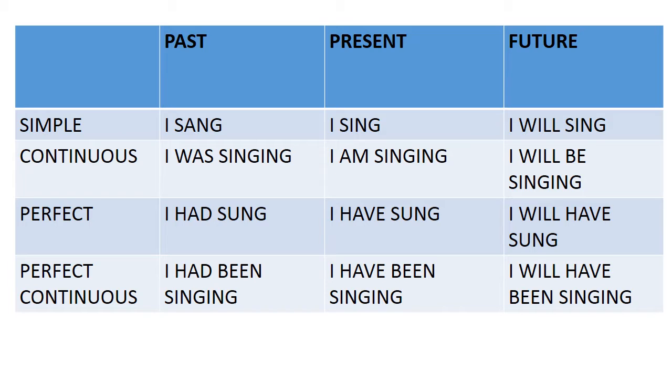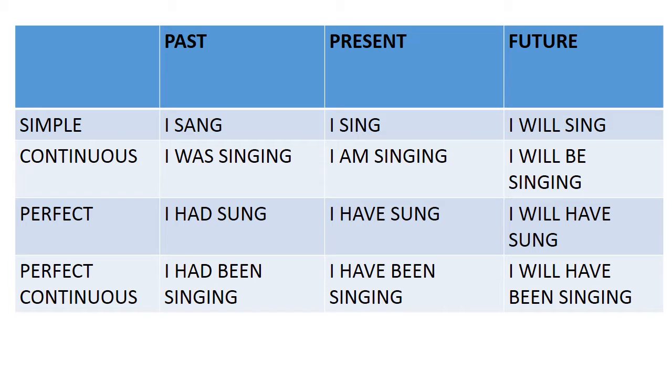Now moving on to the past perfect tense. Here the sentence is I had sung. Sing changes into sung. Had is the helping verb or the auxiliary verb and the sentence is I had sung. Now present perfect tense. Here in this sentence sing changes into sung and the helping verb here is have to represent present tense, and the sentence is I have sung, which is the present perfect tense.